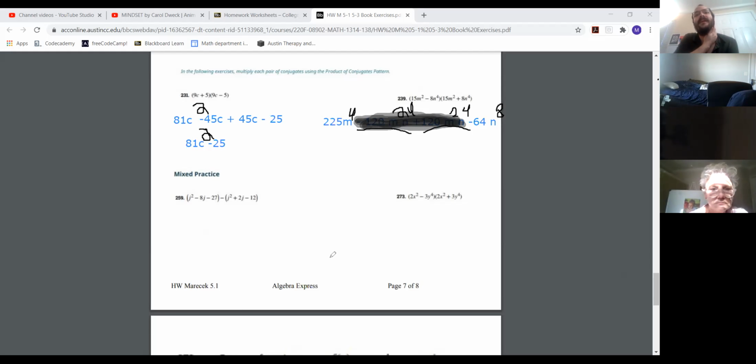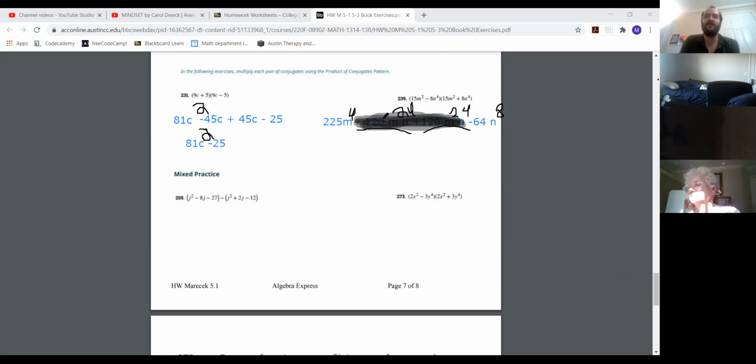And so overall, if I'm looking at this thing, what is going to be left over? I believe it's going to be that 225 m to the 4th minus 64 n to the 8th. And if you want to come up with a short way to do these, if you can understand that, go for it. If you want to write out that middle term, go for that. But what we're doing is we're looking at what? 15 m squared and 15 m squared is what's giving me this 225 m to the 4th. And what's giving me the minus 64 is the second term.